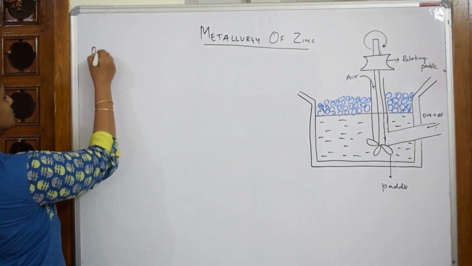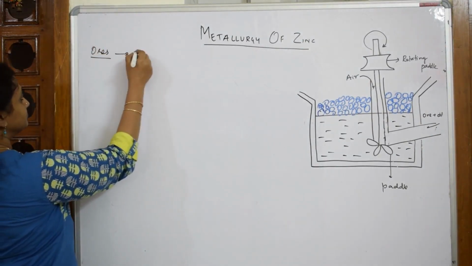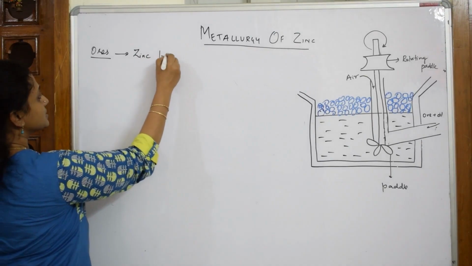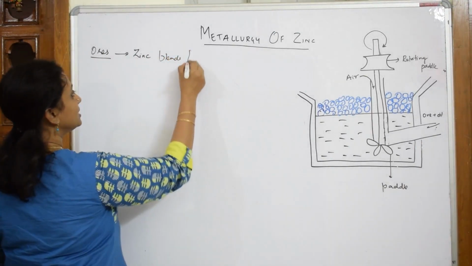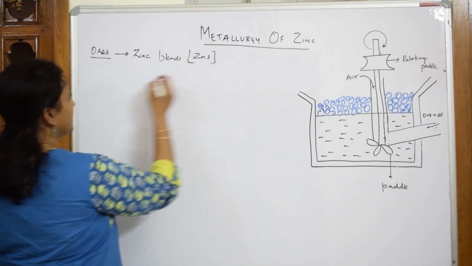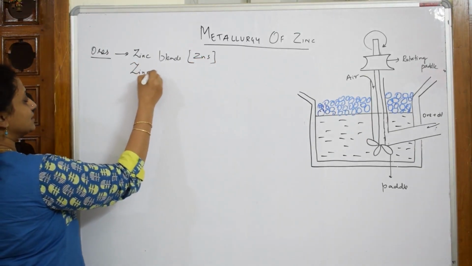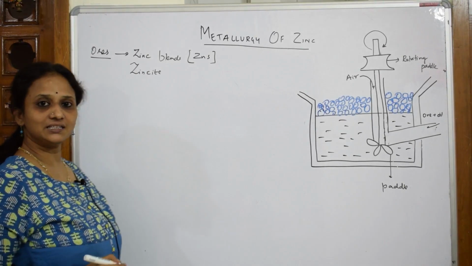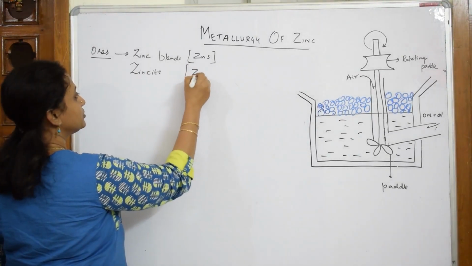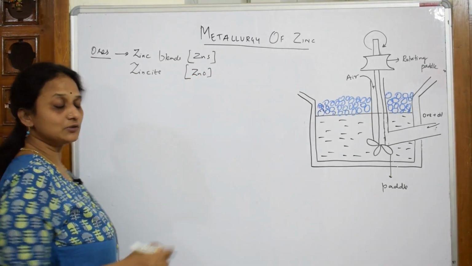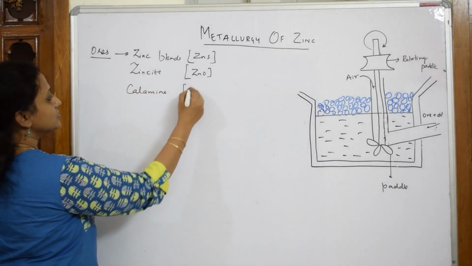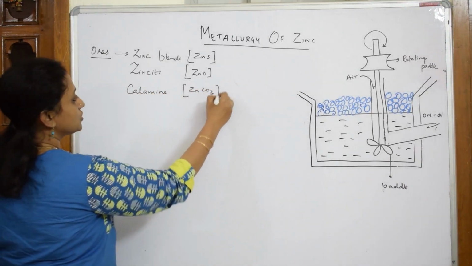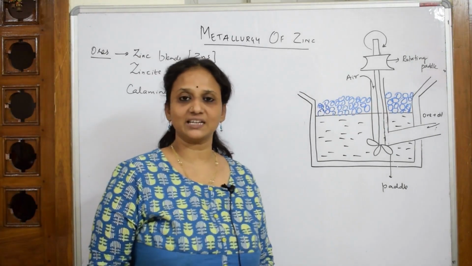When I speak about the ores of zinc, we have zinc blende. This is the first ore we are going to use in the process, and its formula is ZnS. Then we are going to use zincite, that is zinc oxide. Later, we're also going to use one more ore of zinc, that is calamine, which is zinc carbonate. So these are the three ores from which I can extract the metal.